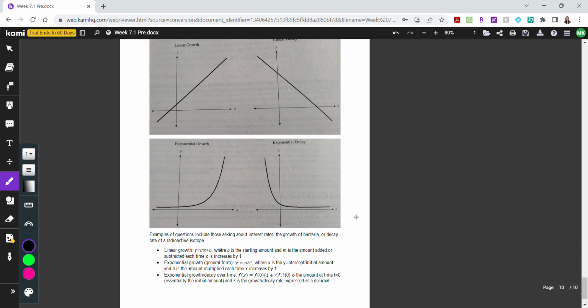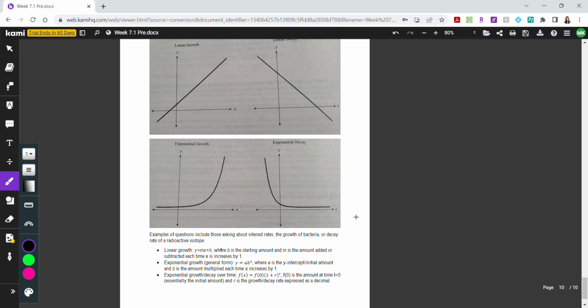Now on to the newer stuff, which is exponential growth. The general form that's given is y equals ab to the power of x, where a is your y-intercept, which is also your initial amount that you're given, and b is the amount multiplied each time x increases by 1. Generally, this is the rate or percentage that you're given, and it's going to be expressed as a decimal.